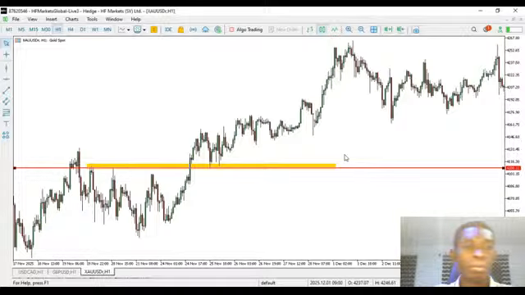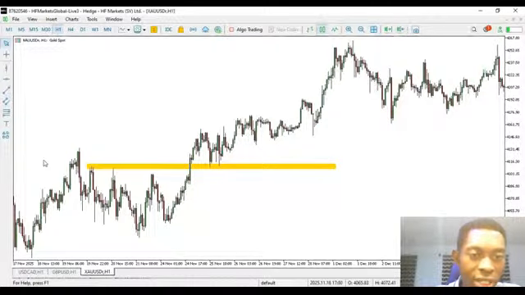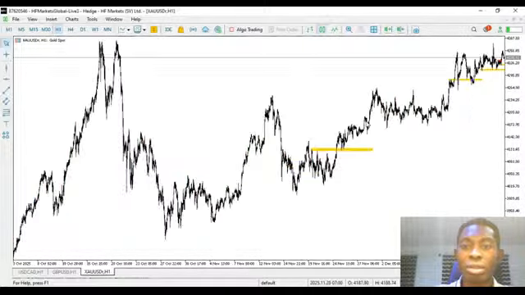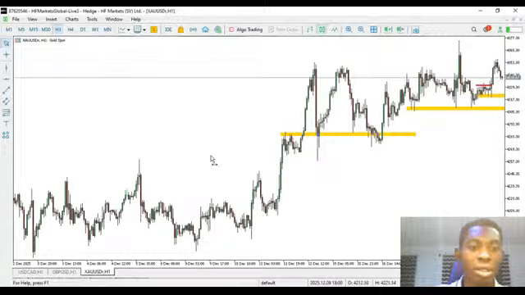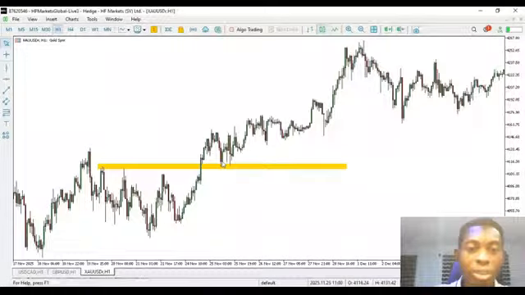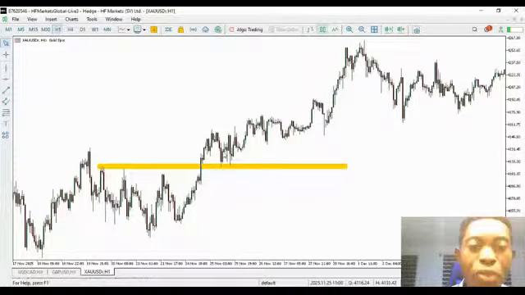So you have resistance, and then resistance breakout and retest. When it retested, you see this is the piercing candle now. It closes beyond 50% of the body of the previous candle.